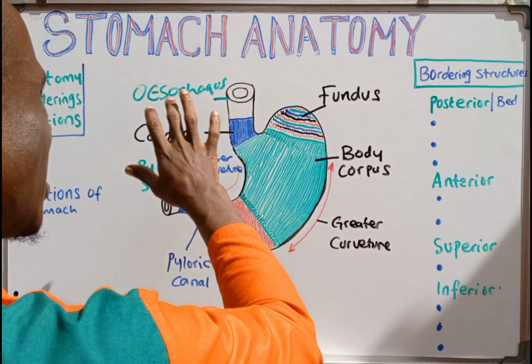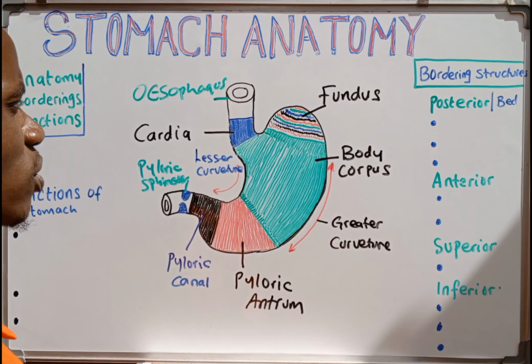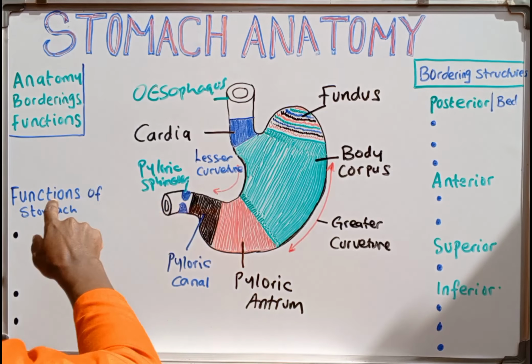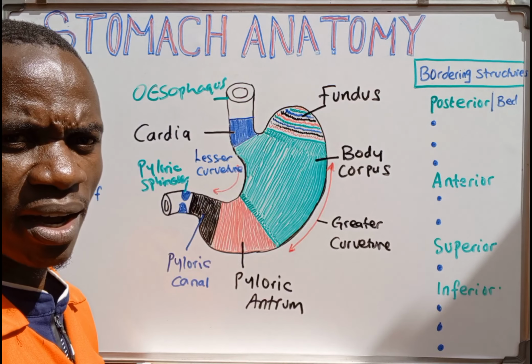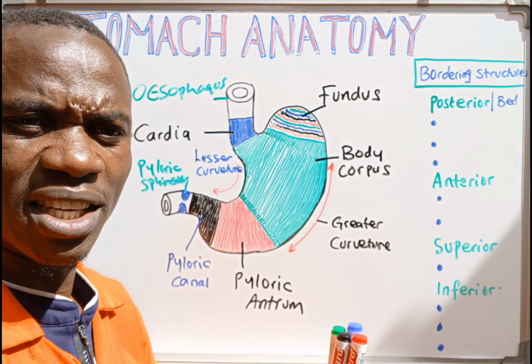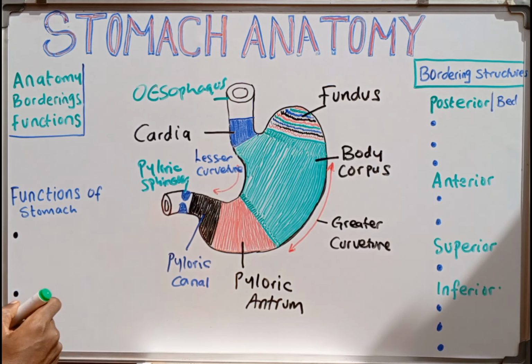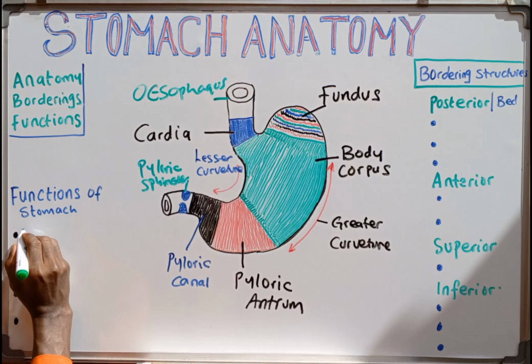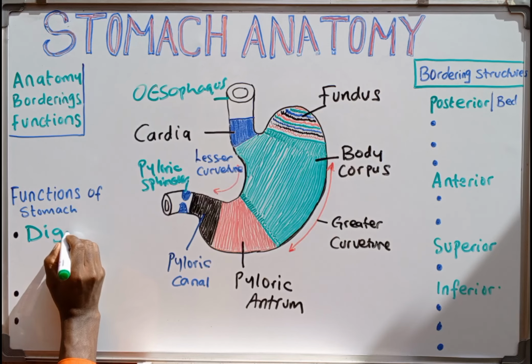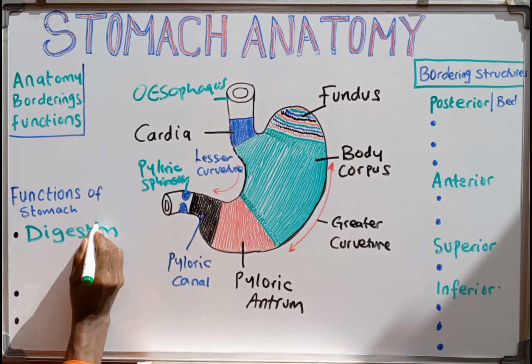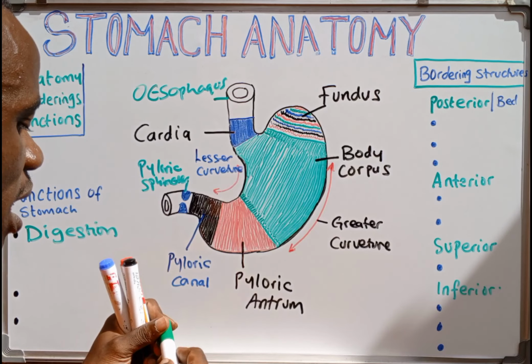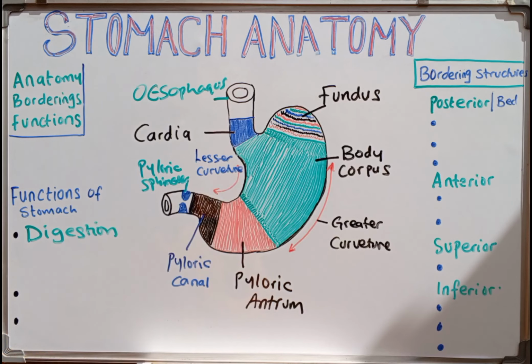So now this illustrates the anatomical parts of the stomach. Let's go ahead and look at the functions of the stomach. The stomach is very important in that it helps in the process of digestion. The first function of the stomach is digestion, the process by which complex food substances are broken down into tiny molecules that can be absorbed into the body.